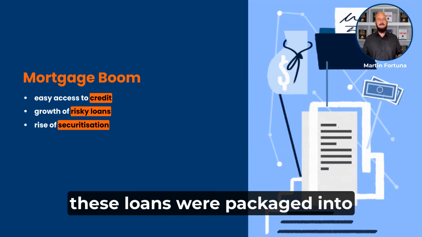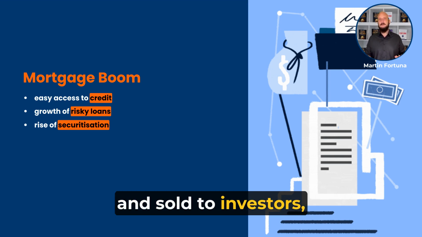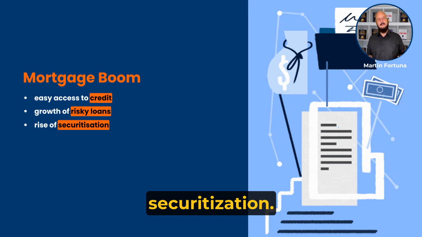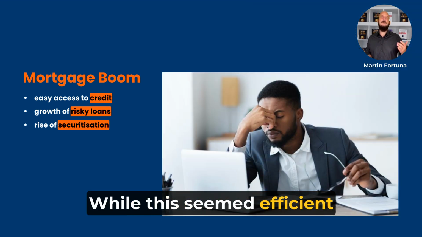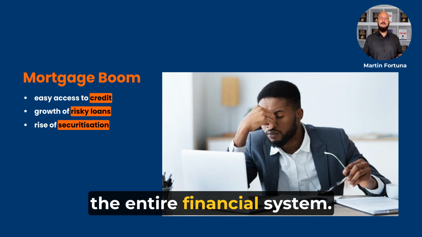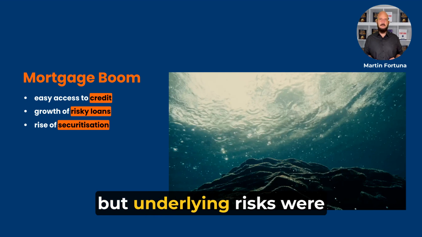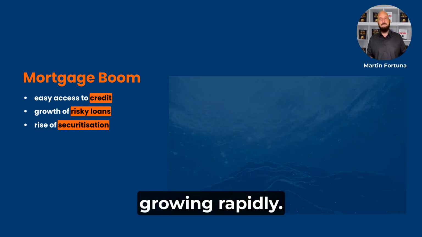At the same time, these loans were packaged into complex financial products and sold to investors, a process known as securitization. While this seemed efficient and profitable, it also spread risk throughout the entire financial system. The system appeared stable on the surface, but underlying risks were growing rapidly.